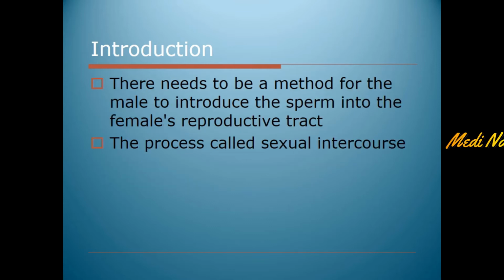As we know, these two types of gametes are produced in two types of bodies. The ovum or the egg is produced in the female reproductive system, and the sperm is produced in the male reproductive system. But in order to create a new organism, these two should get together. Therefore, there should be a method for the male to introduce the sperms into the female's reproductive tract. That process is called sexual intercourse.